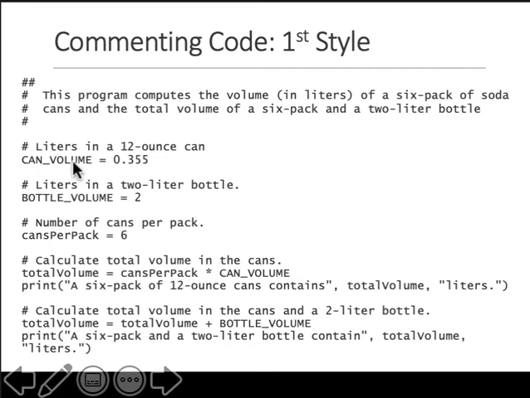Okay, what is can volume? Can volume is a variable. And since it's written in all uppercase, we are saying that we are not going to change can volume throughout this program. So its value is going to stay consistent at 0.355. Next line. Liters in a 2-liter bottle is what? Comment. So this is a variable, again a constant. Comment, variable.